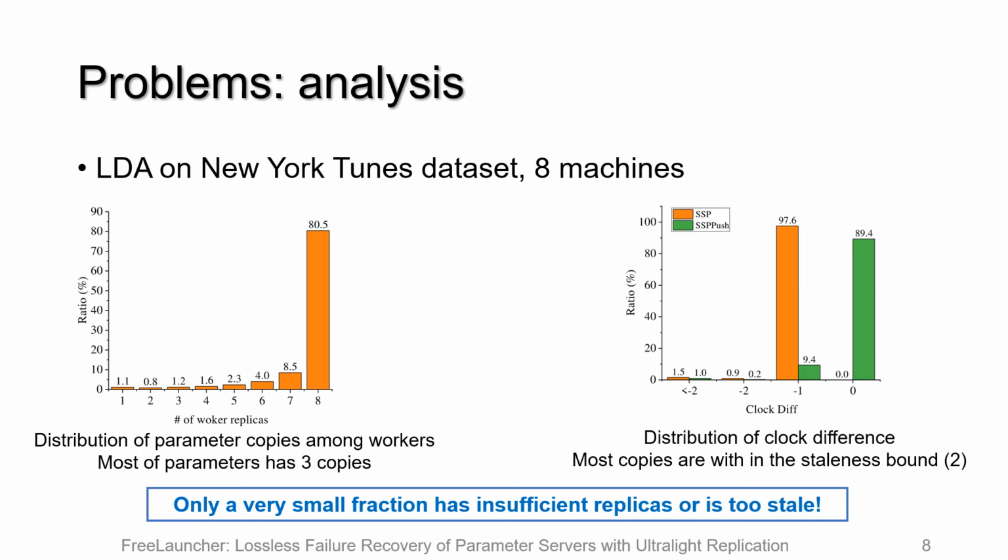To analyze the two problems, we conducted empirical experiments with LDA, a sparse model, on a machine cluster. The left figure shows the distribution of parameter copies among workers. We can see that most parameters have at least 3 copies. The right figure shows the distribution of clock difference under the SSP and SSP push consistency models. We can see that most copies are within the staleness bound. It's concluded that only a very small fraction has insufficient copies or is too stale.